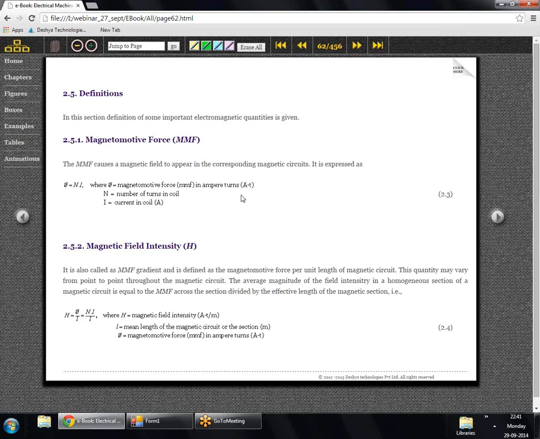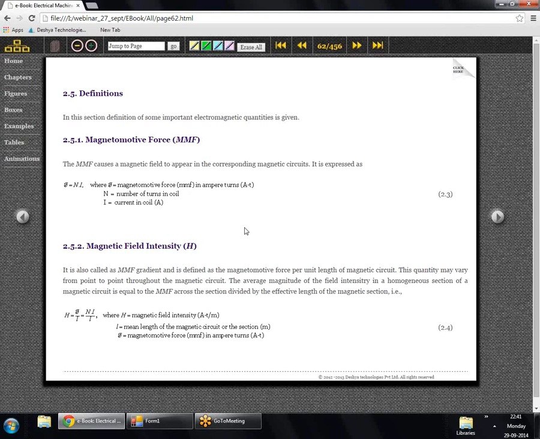So in our example, where the coil had 10 turns and 2 ampere current passes through that coil, the MMF is equal to 20 ampere turns. Now this MMF is the source or the cause for the flux to flow in the ferromagnetic core.